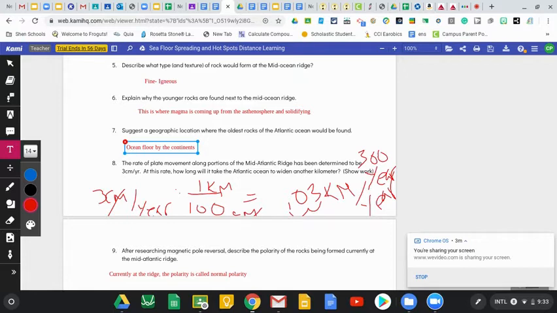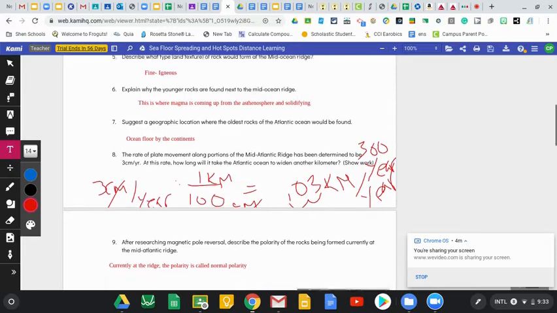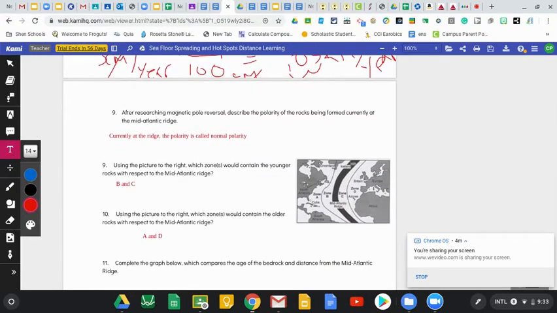So if I did my math correctly, if the ocean floor is moving 3 centimeters per year, how long would it take to widen a kilometer? So in 1 kilometer, there's 100 centimeters. So I did the work, and it would be 0.3 kilometers per year. And to figure out how much of a year, that would be 300 years. Correct me if I'm wrong. Encore, you're on that. Or Serena, you guys get on my technical errors there.